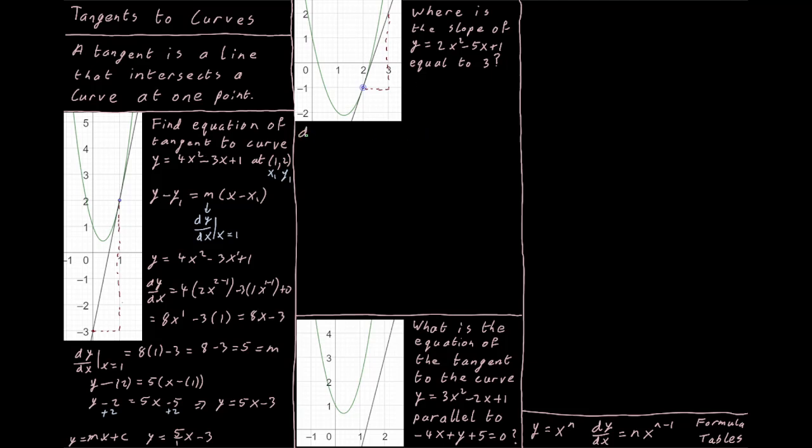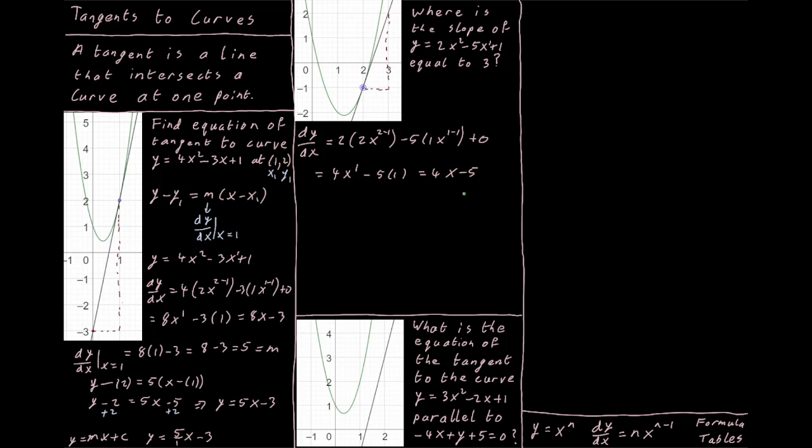So I have dy/dx. I have my y just up here. So 2, open up my bracket, multiply by the power, subtract 1 from the power. Minus 5, I have x to the power of 1, so 1 times x to the 1 minus 1. And my constant just goes to 0, so the units number just goes to 0. And I end up with 4x to the 1 minus 5 times 1. So I end up with dy/dx is equal to 4x minus 5.